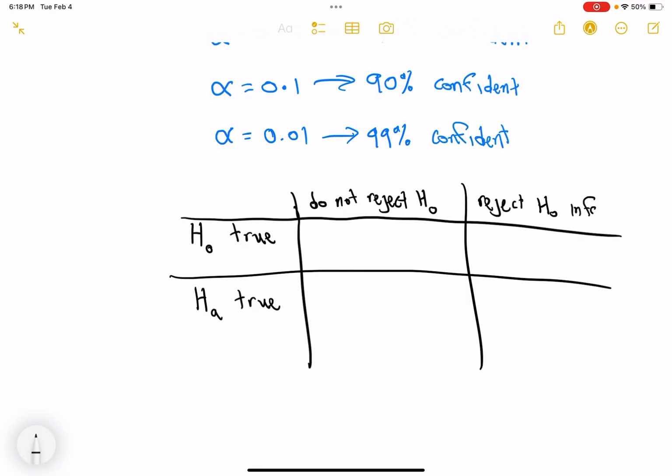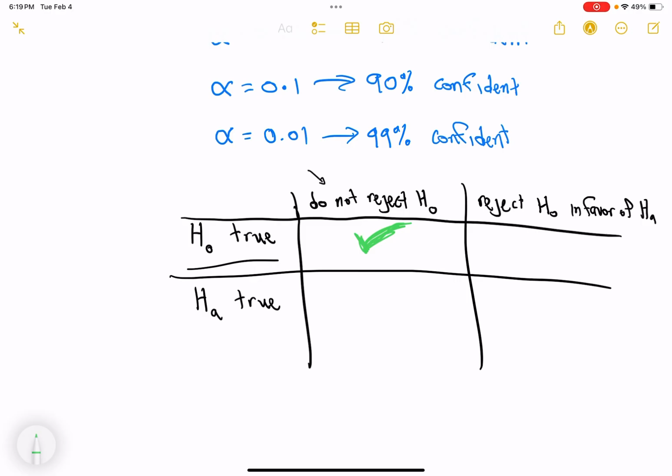In favor of the alternate, right? Okay. So you either reject the null or you don't reject the null. And the null is either true or the alternate is true, right? So if the null is true and you do not reject the null, then you're good to go. I'm going to put a little check there. Bada bing. That's a beautiful thing, right? We are good to go. We have succeeded in noticing that the null should not be rejected because it is true.